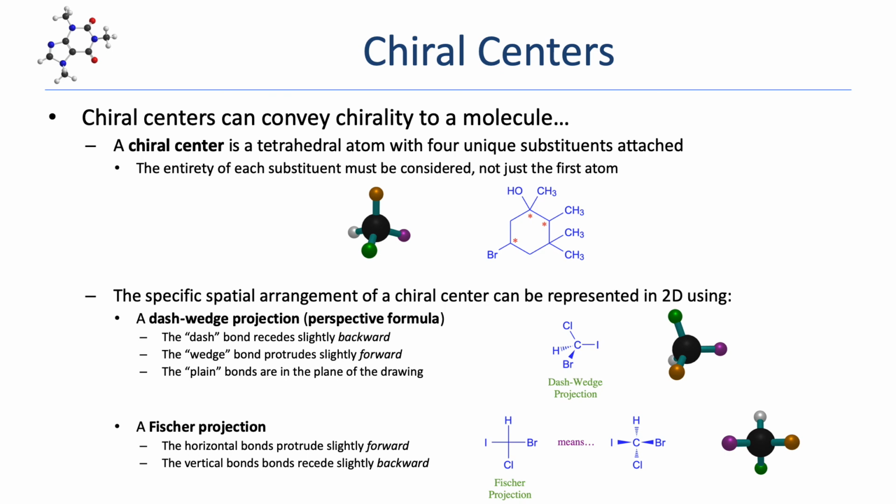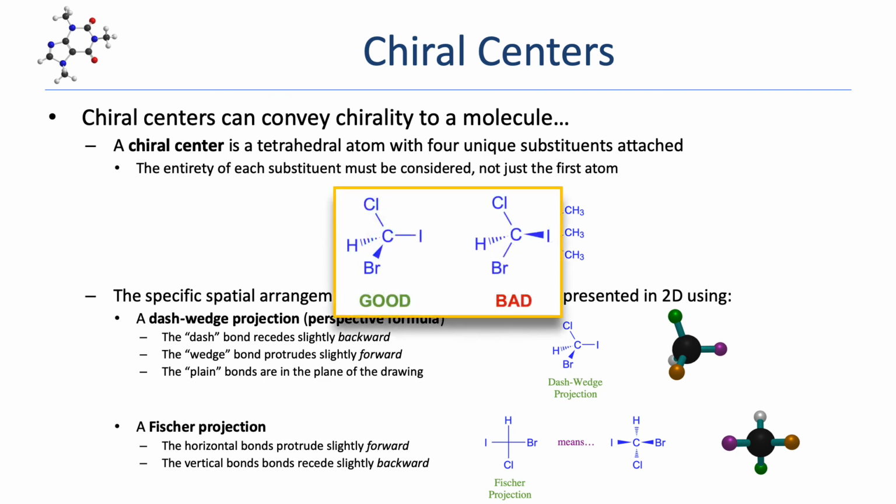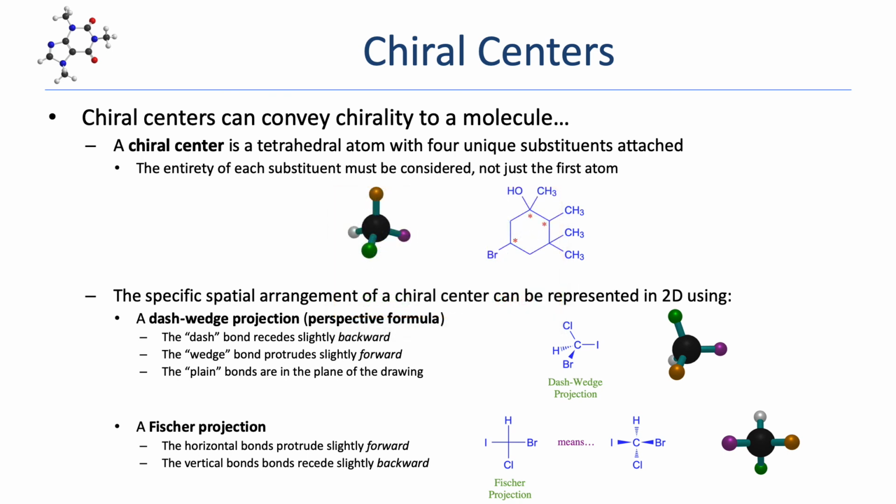Whenever you're using dash wedge projections, it is really important to remember, always have the dash and the wedge together. Don't let them get separated by one of the plane lines. That actually means that the atom is not tetrahedral. So always keep the dash and the wedge kind of paired together. Another way that organic chemists represent the actual spatial arrangement of a chiral center is using a Fisher projection.